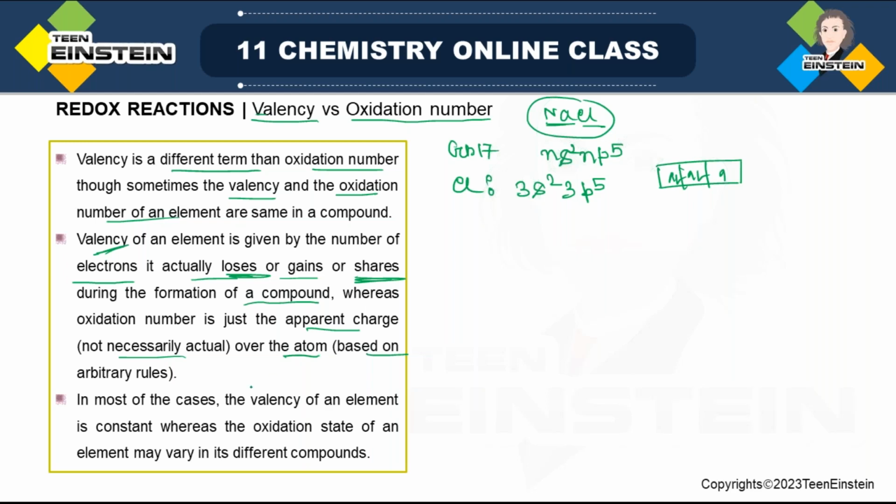In most of the cases, valency of an element is constant. Most of the cases, not always. And oxidation state of an element may vary in its different compounds. As it is the inherent nature of the element, mostly you will see valency is the same. That is the same number of electrons it is losing or gaining or sharing. But oxidation state of an element may vary in its different compounds, and that depends on with which atom it is forming the bond.